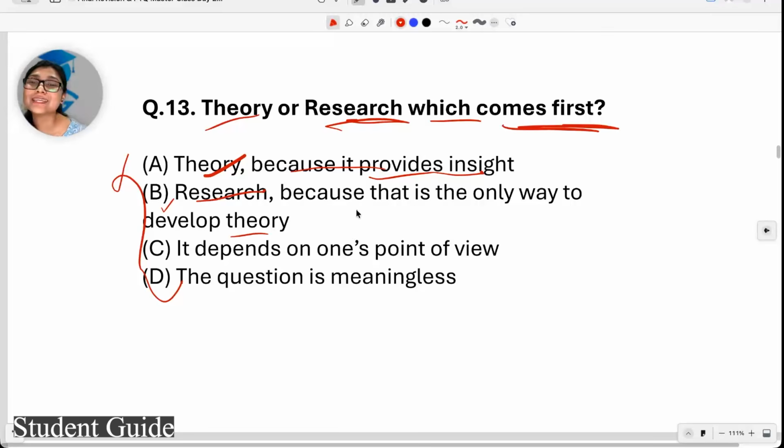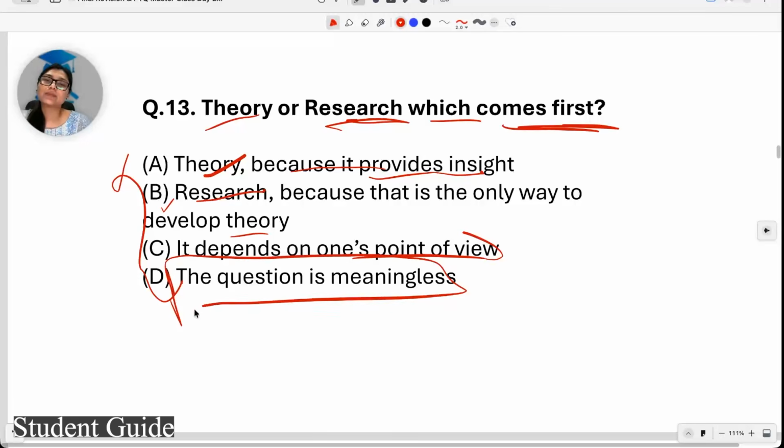Okay, but in this type of question, you always need to go for the most promising, most logical option or answer. And option C is saying it depends on one point of view. No. So option D is saying the question is meaningless. Now, if you don't know the theory and research, you need to know that theory may be this one, and research is the work you are doing.